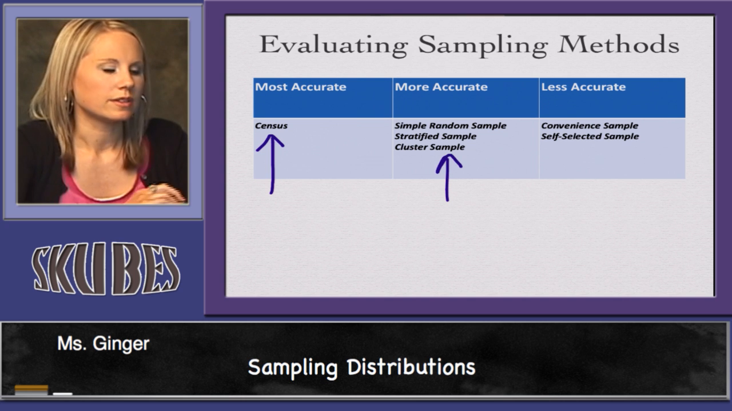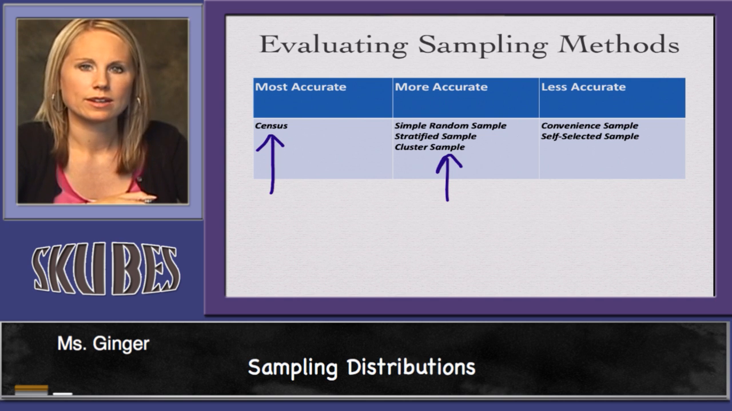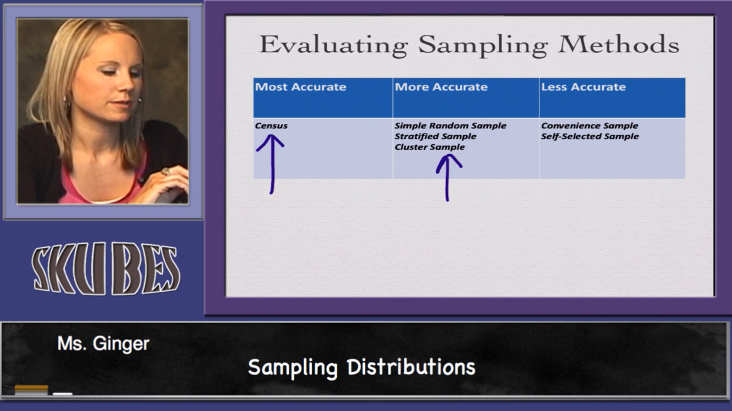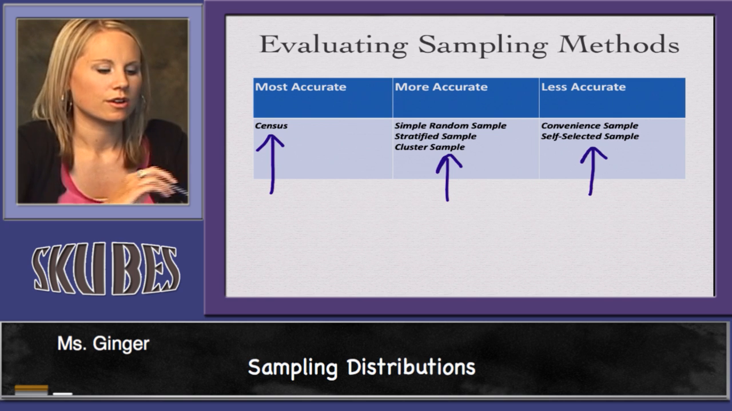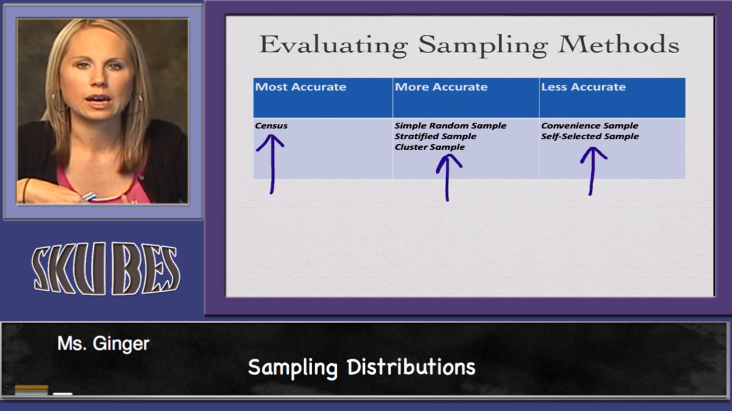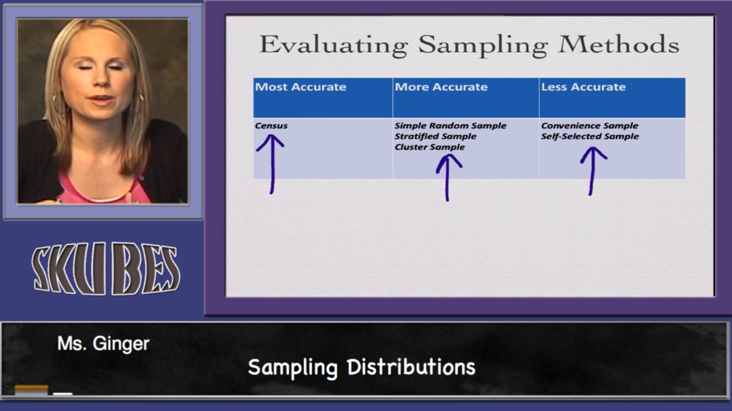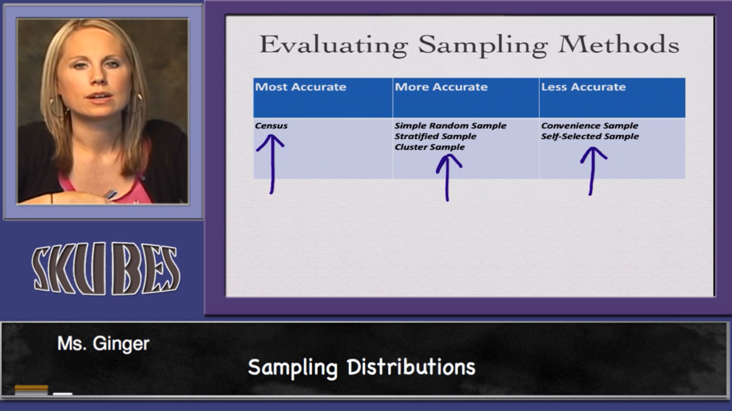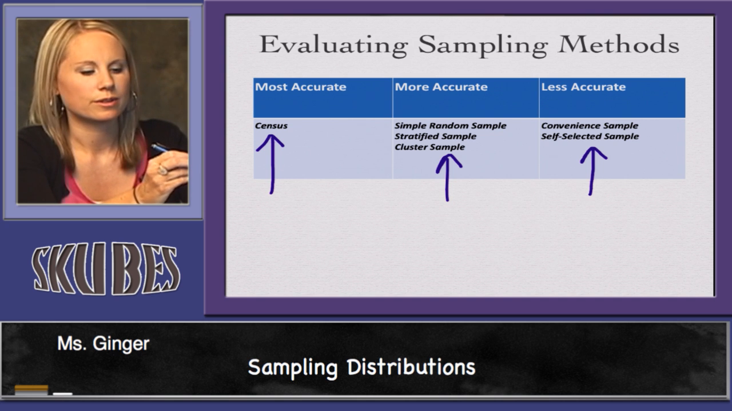And the simple random, the stratified, and the cluster, those are going to be your more accurate ways to gather data from a survey. And then the less accurate ways are the convenience and the self-selected. That's just because when you're dealing with convenience, whoever's around you at the time, or self-selected, when volunteers are the only ones that participate, other groups may be underrepresented. So that's why those could be less accurate.